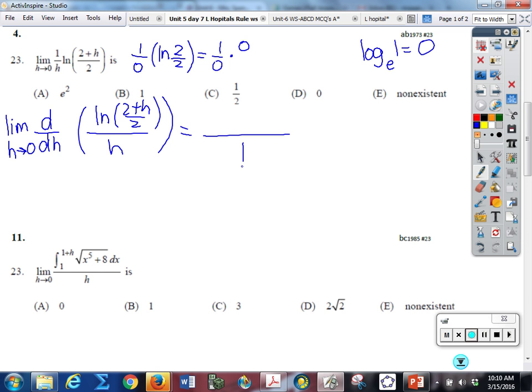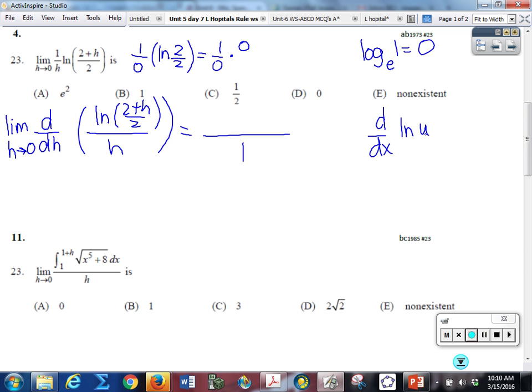And what's the derivative of natural log? So if I do the derivative with respect to x of the natural log of u, so it's not the same, well, it's going to be what? U prime over u. So yeah, this is going to be, you can figure that one out.